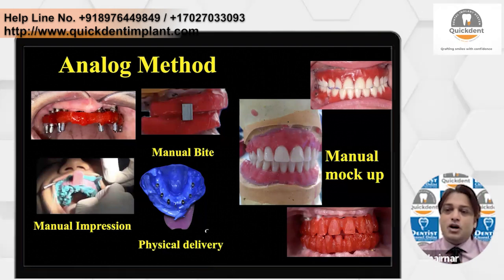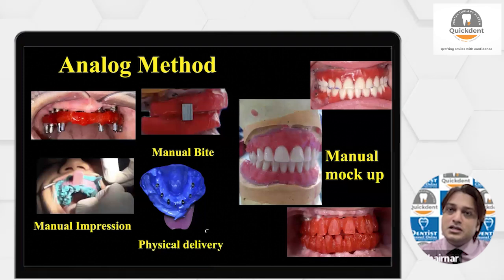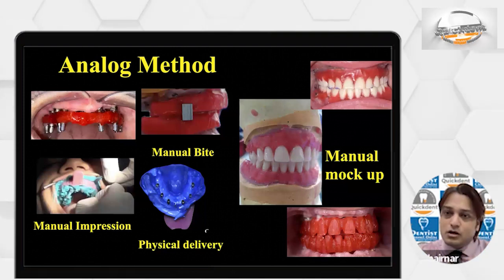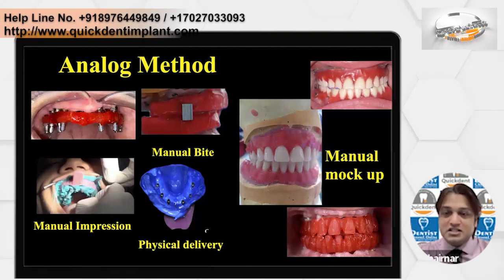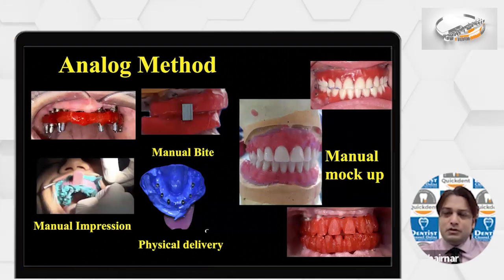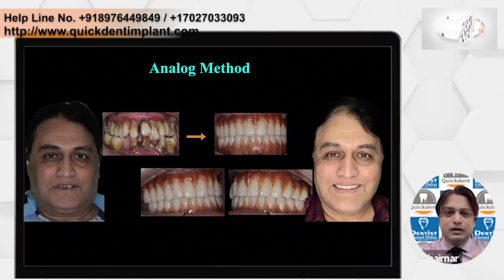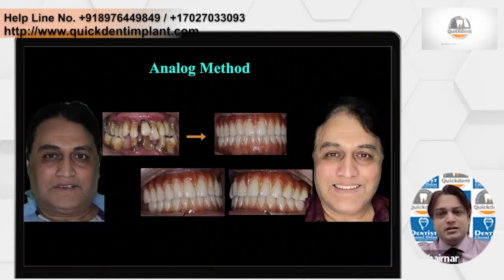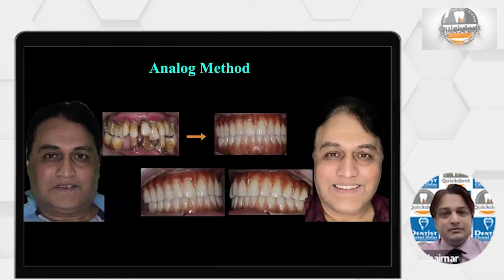Another thing is the mock-up trial is also done when the technician is doing everything on the articulator. He is not having any relationship. So the mock-up trial is also with the manual method. So this is what used to be the results of the analog method. So how do we do it today, the digital way?